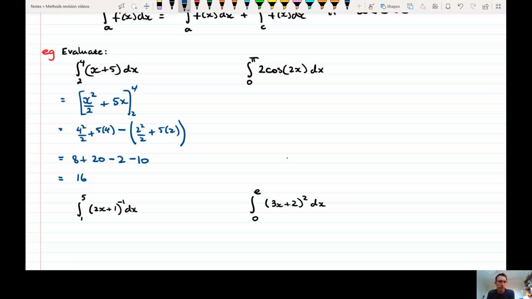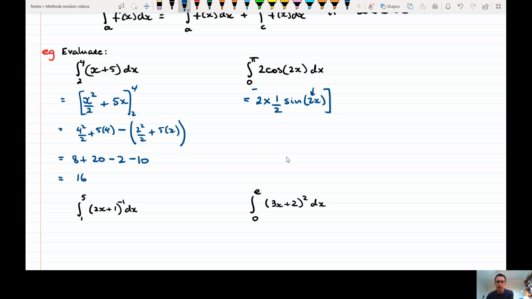But if you have an area, you should write something like 16 units squared, or whatever the unit they've given you is, if they've given you one. So let's do this next one, this cosine. Now we need to remember the antiderivative of cosine is sine. So this 2 stays there, and you end up with sine of 2x. And don't forget that this factor, this 1 over 2, comes out the front here.